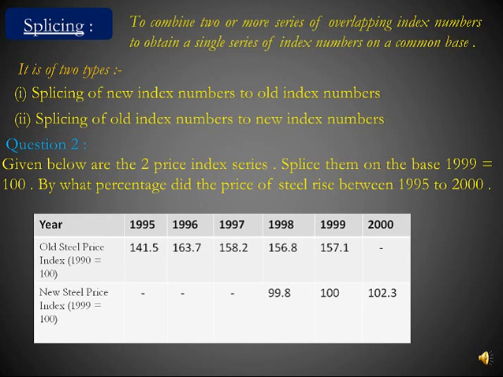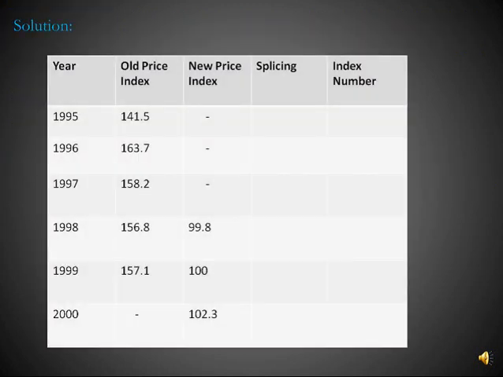So it is the case of splicing of old index number to new index number because you have to splice on the series 99, and the old one here is 90 and the new one is 99. Let's do it. There are 5 columns. In the first column we write year, the second column is of old price index and the third column is of new price index. The fourth one is for splicing and the fifth one is for spliced index number.